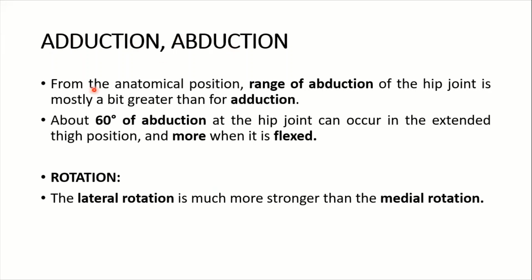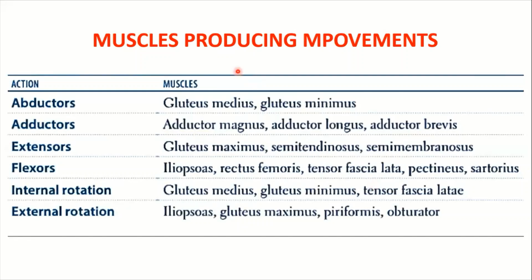Then the adduction and abduction. From the anatomical position, the range of abduction is mostly a bit greater than adduction. About 60 degrees of abduction at the hip joint can occur in the extended thigh position, and more when it is flexed. And the lateral rotation is much stronger than the medial rotation. So the muscles producing movements are listed over here, right?